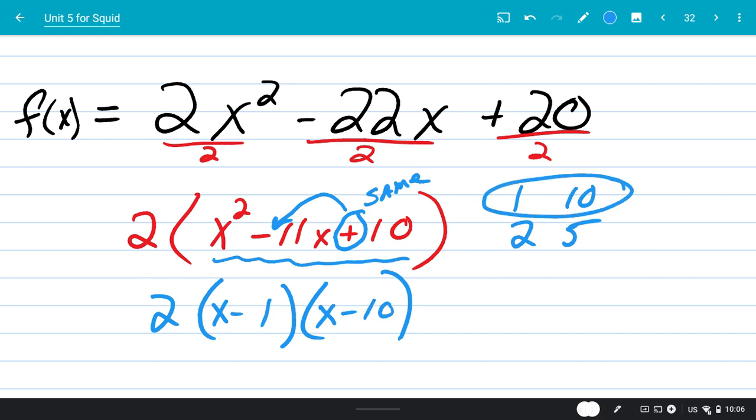So we've added a step by taking out a GCF, but once we got that greatest common factor out, as long as we don't have a leading coefficient on the inside, it's still the same thing. Yes? Let's try another one.